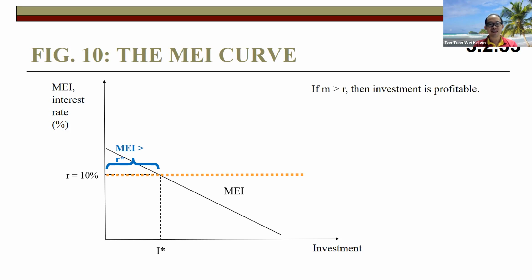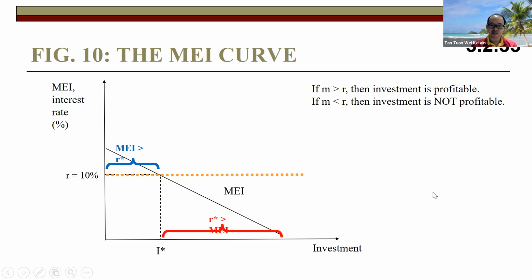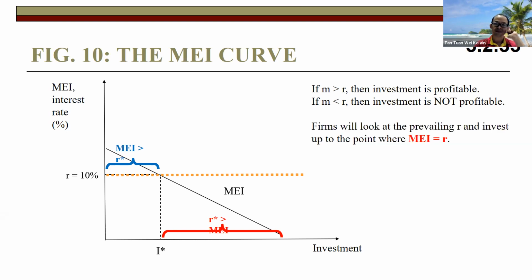Firms will undertake the investment all the way to a certain level. At anywhere on the left of the investment level, can you see that the MEI is more than the interest rate? That means firms should invest. But after that critical level, the MEI is now less than the interest rate, so firms should reduce investment. This is where we say that investment projects are not profitable.